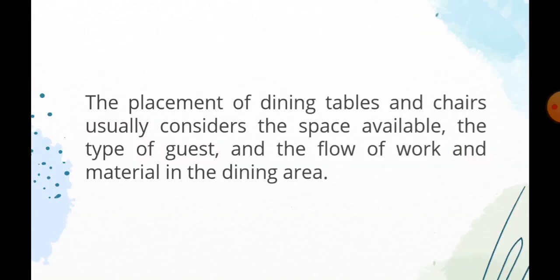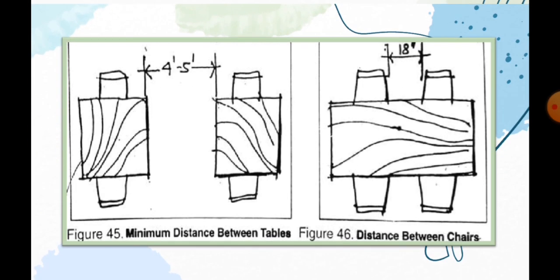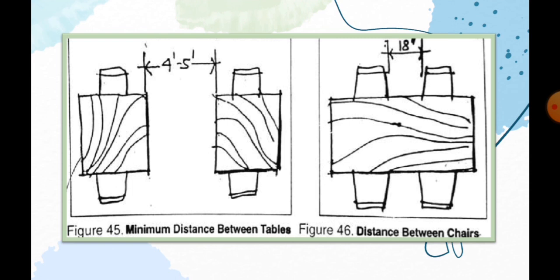The placement of dining tables and chairs usually considers the space available, the type of guests, and the flow of work and material in the dining area. So, ang paglalagay ng mga dining table at upuan ay karaniwang isinasaalang-alang ang espasyo na magagamit, kung anong klase ng guest, and the flow of work and the material in the dining area.